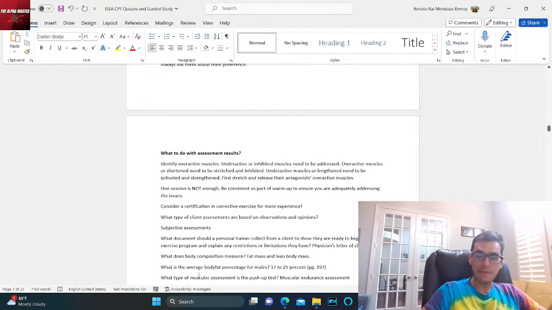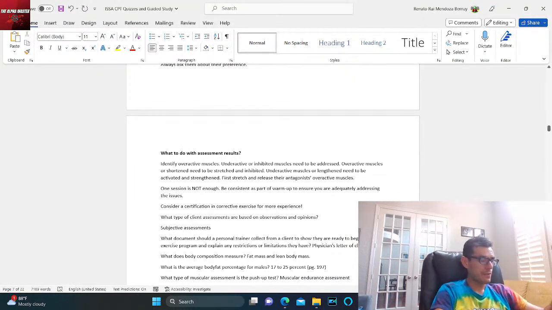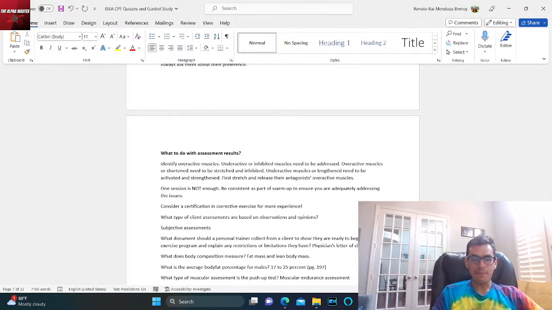The average body fat percentage for males is 17 to 25%. For females, it's 25 to 31%. Remember the body composition assessment percentage? The average body fat percentage for males is 17 to 25%.